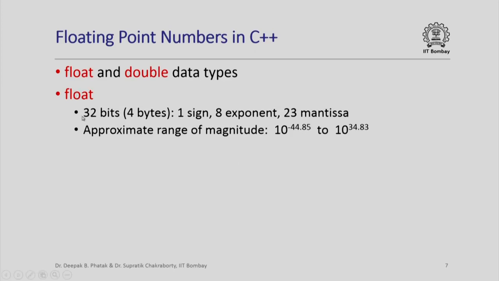Float basically is 32 bits for representing a floating point number. 32 bits can also be thought of as 4 bytes, of which 1 bit is reserved for storing the sign of the number, 8 bits are reserved for storing the exponent, and 23 bits are reserved for storing the mantissa in the normalized form. And the approximate range of the magnitude of floating point numbers that you can represent goes from 10 raised to minus 44.85 to 10 raised to 34.83.